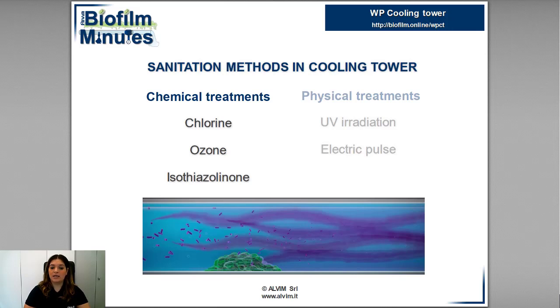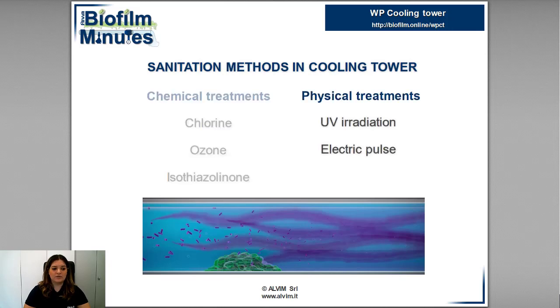The most commonly adopted approach is the dosage of biocides such as chlorine or ozone, which are the most popular oxidizing biocides used in a cooling tower. Also, isothiazoline is used for microbial control in a number of industrial water treatments.